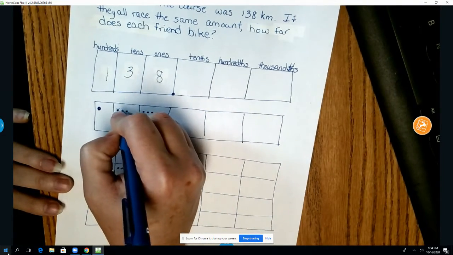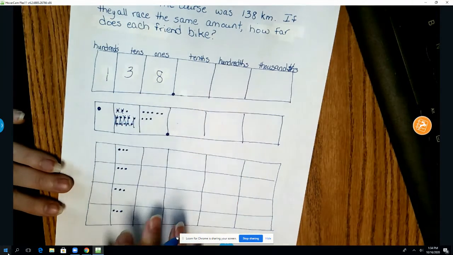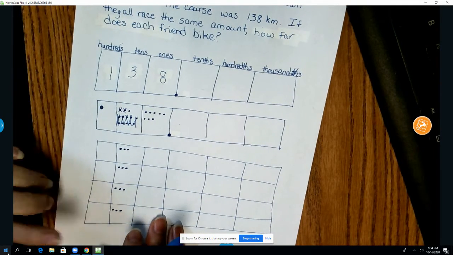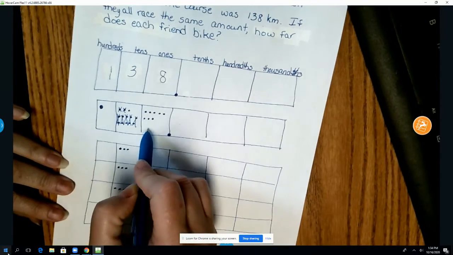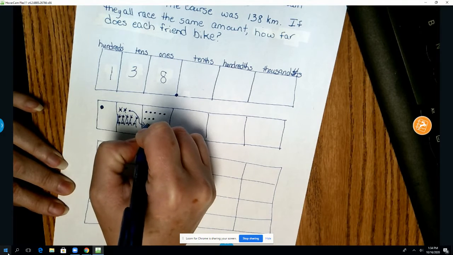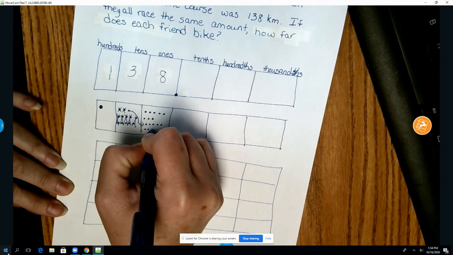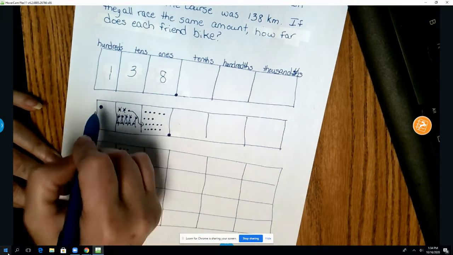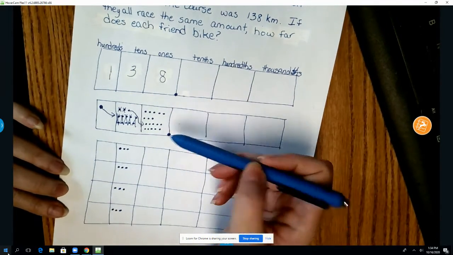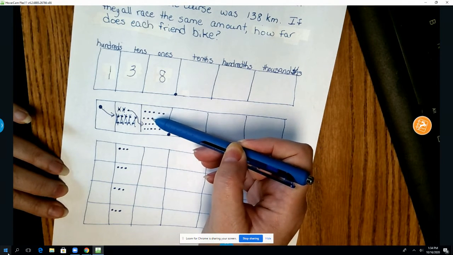I'm going to mark those off. And I see that I have 1 set of 10 left over. I can't divide that out into 4 groups, but I can unbundle it and make 10 ones. Which is what I did over here as well. Okay, and so now I have 5, 10, 15, 16, 17, 18.